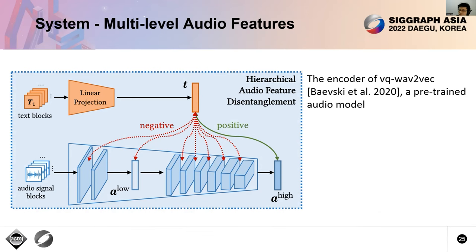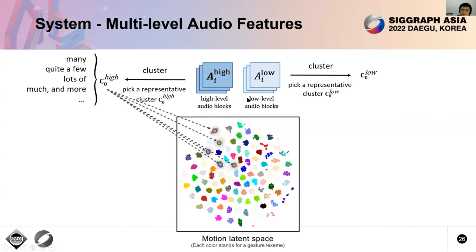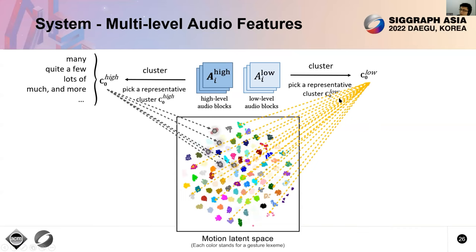After doing this, we found some very interesting results. This is our motion latent space. We clustered the motions into this space using VQ-VAE. After we train this audio encoder, we can cluster the high-level audio features using KNN. We find that each of these audio clusters corresponds to a set of semantically similar words, and each semantically similar cluster corresponds to a small number of motion clusters. In the meanwhile, if we do the same for the low-level audio features, we find that each low-level audio feature cluster corresponds to almost every motion.